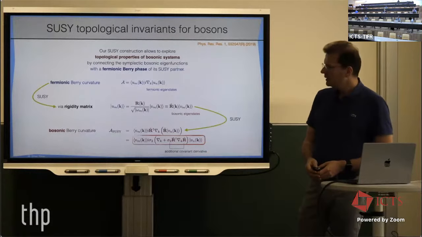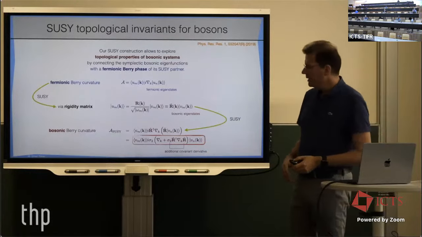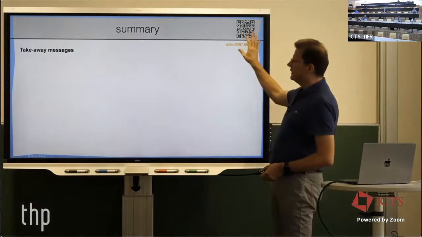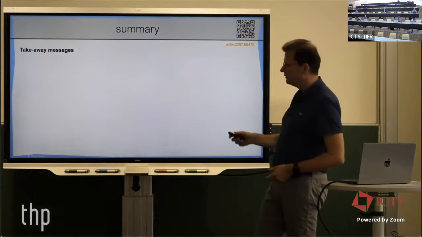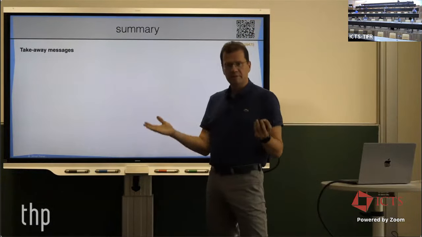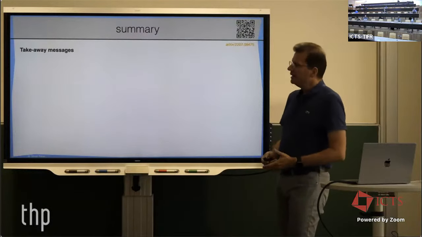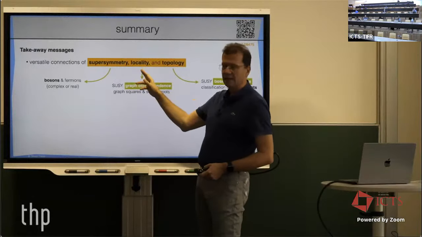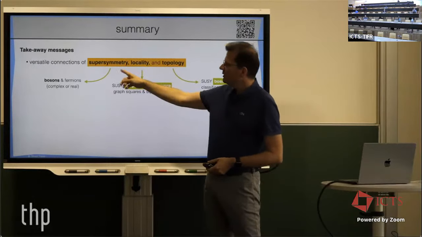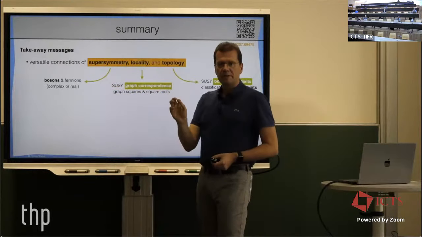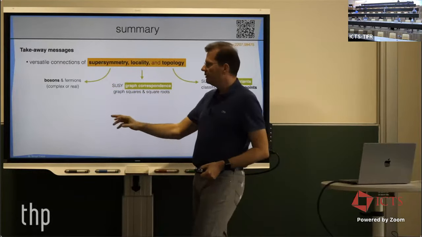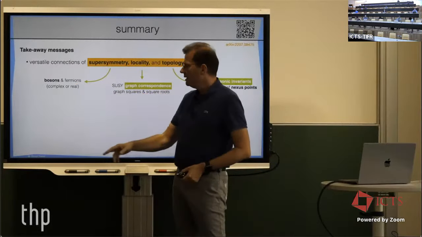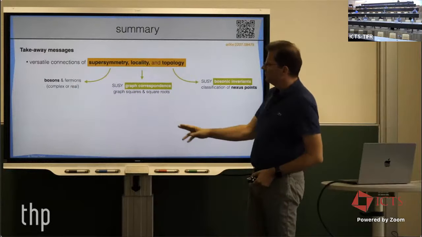But let me come to an end because my time is up, and summarize for you the following takeaway messages. First of all, our paper on the arXiv from a few weeks ago is probably the best description of this entire framework, where we use the concepts of supersymmetry, locality, and topology. On supersymmetry, we connected bosons and fermions, and most interestingly, we had varying bosonic degrees of freedom. We had complex or real bosons, we had spins, we had magnons, we had mechanical modes, that we connected to fermions.